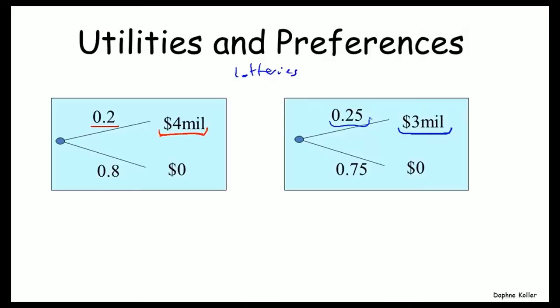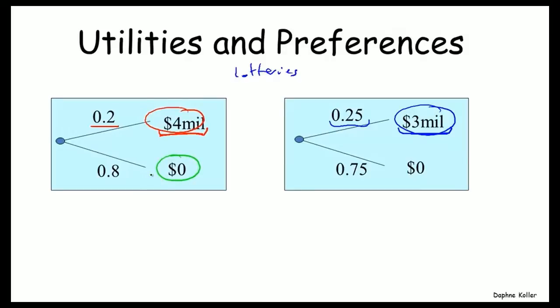It turns out that the way to formalize the decision-making process of an agent in this type of scenario is by ascribing a numerical utility to these different outcomes, to the outcome of 4 million, to the outcome 3 million, and to the outcome of $0. And then we can use the principle of maximum expected utility to decide between these two different lotteries.